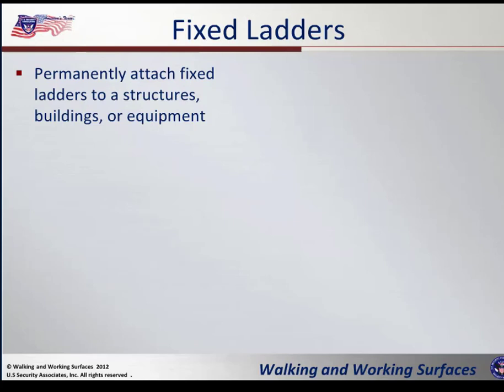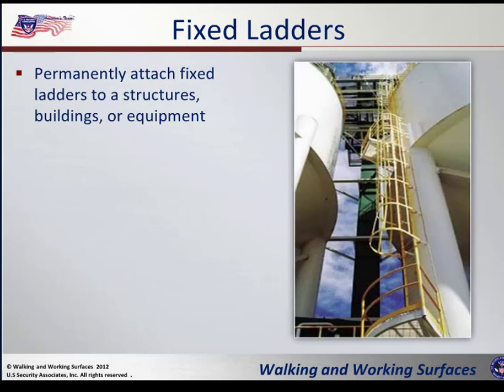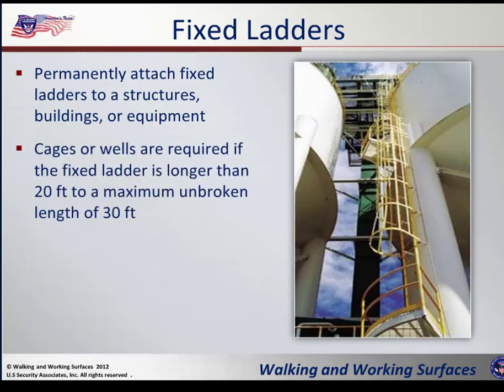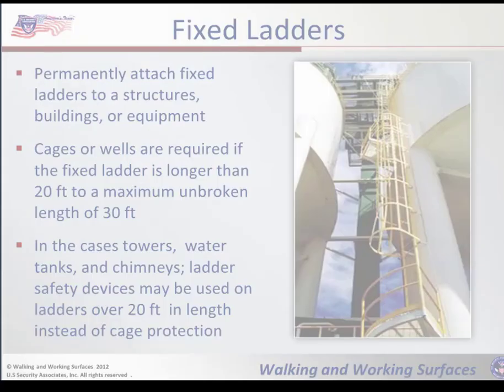Okay, those are portable ladders. Let's take a look at fixed ladders. Fixed ladders are permanently attached to fixed structures, such as a building or equipment. Classic example on a tank. Cages or wells are required if the fixed ladder is longer than 20 feet to a maximum unbroken length of 30 feet. In the case of towers, water tanks, and chimneys, ladder safety devices can be used on ladders over 20 feet in length instead of a cage protection. And what you're looking at here is a cage protection.